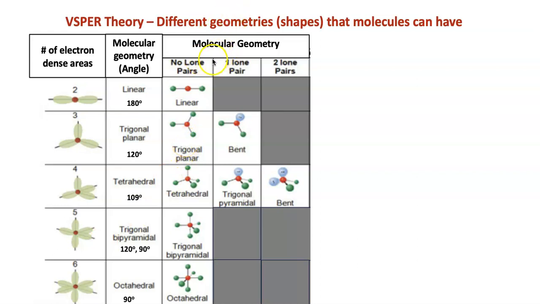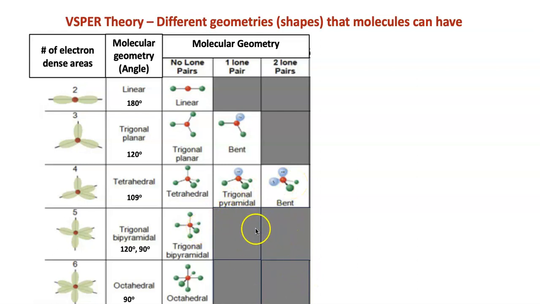So the molecular geometry depends on whether you have lone pairs of electrons or not. If you have no lone pairs, you are 180 degrees here. You can be trigonal planar or bent like this. If you have 4 regions of electron density around you, you can be tetrahedral. And if one of them is a lone pair of electrons, you'll be trigonal pyramidal. If you have 2 lone pairs of electrons, you will be a bent shape.